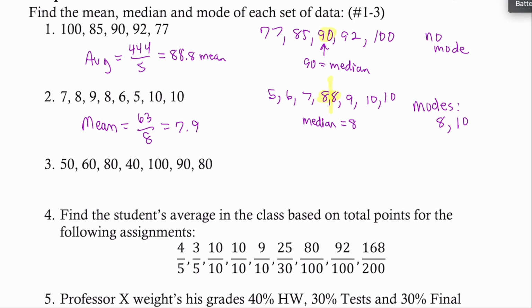Let's do it one last time. Again, to find the mean, let's total that list. We get a total of 500. There are 7 items on our list. If we divide by 7 and round to the nearest tenth, that is 71.4. Now let's put them in least to greatest order so we can find the other items.